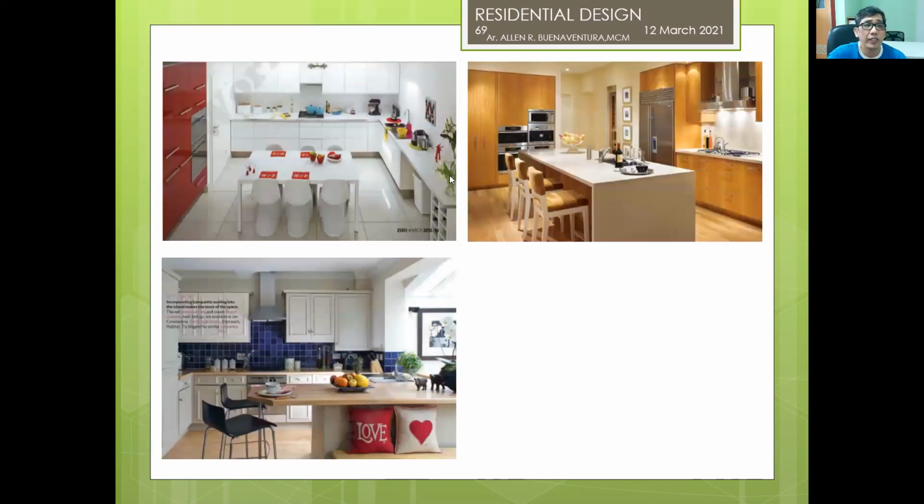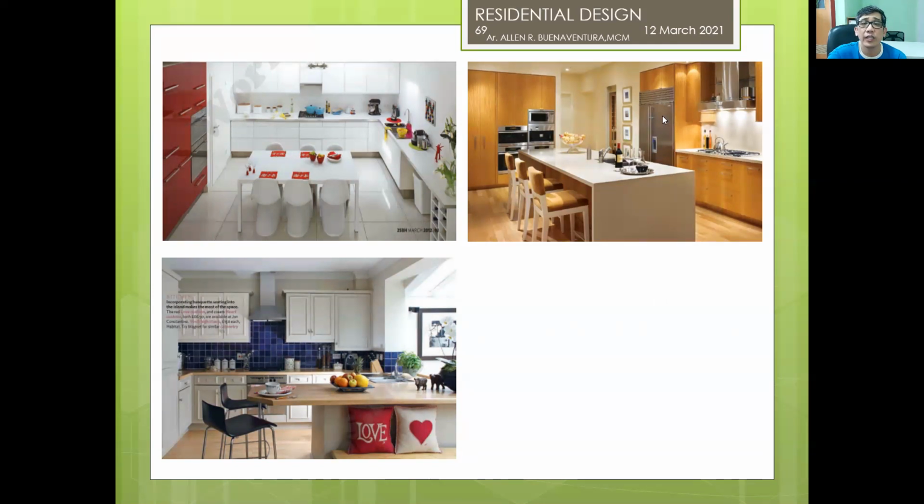So these are typical designs of a kitchen. This is the cooking area, the sink, and maybe the refrigerator is on this side. So this is the refrigerator, the cooking, and the sink.